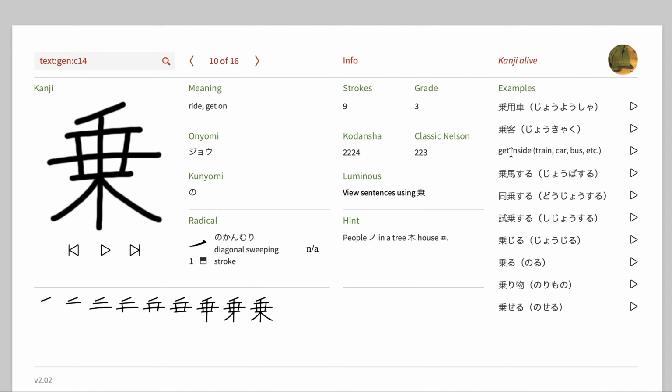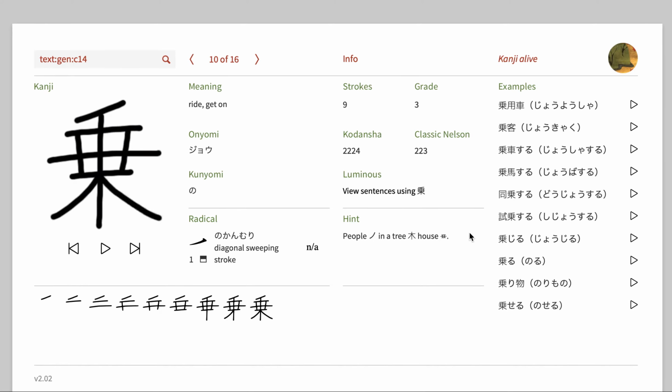Josha suru is to get inside the train. When you get on the train in Japan, you'll often hear the announcement, Gojosha arigatou gozaimasu. Thank you for riding our train. Joba is to ride a horse. Literally ride a horse. Dojo suru, to ride together, right? That's the do of onaji or simultaneous. So simultaneous riding. Shijo suru is a test drive. This is tamesu, try or test and ride.